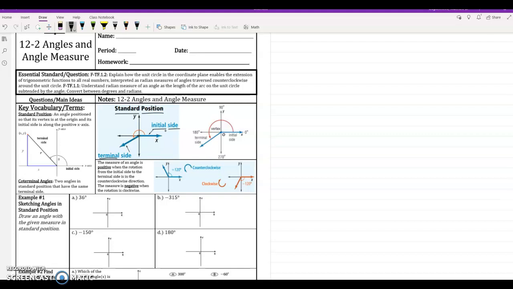Okay? So if you're rotating in a positive direction, you'll rotate counterclockwise. If you're rotating in a negative direction, you'll rotate clockwise.